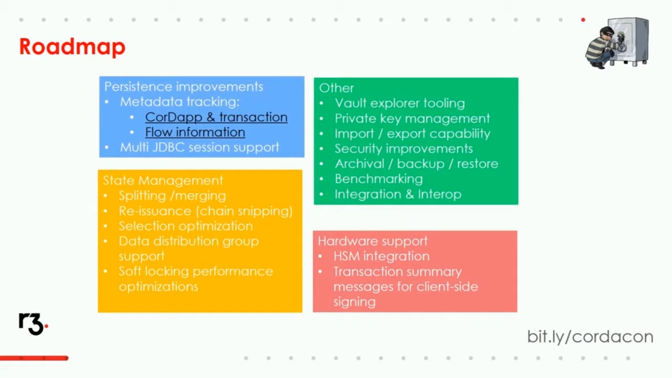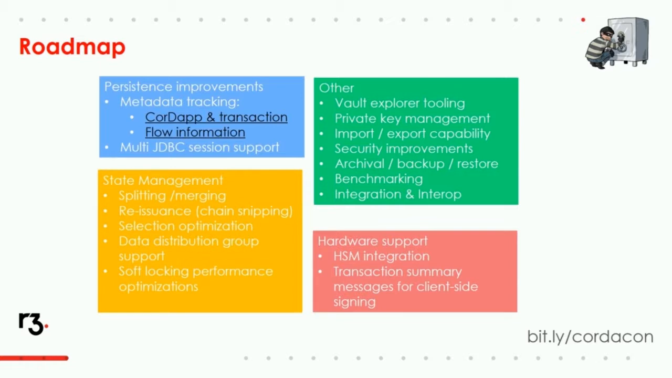Finally, in terms of roadmap, what we're doing next, so some very minor improvements on persistence. We need to track a bit more metadata in terms of what Corda apps are generating states, and what flows are being used to generate those states. We'd like to provide multiple JDBC session support, so you can actually access different JDBC connections, not just the internal Corda one. And we've got some work to be done around splitting, merging, reissuance, which I mentioned at the beginning.